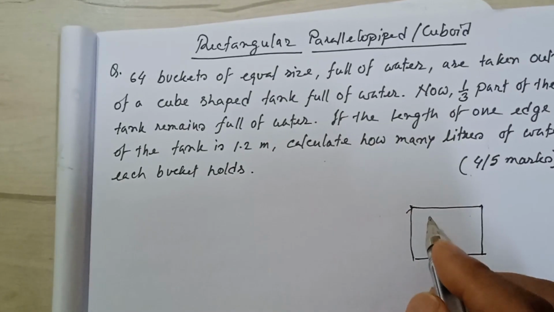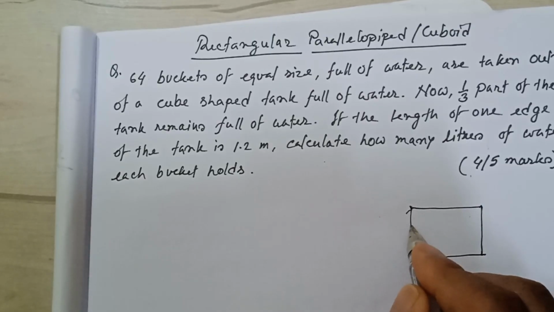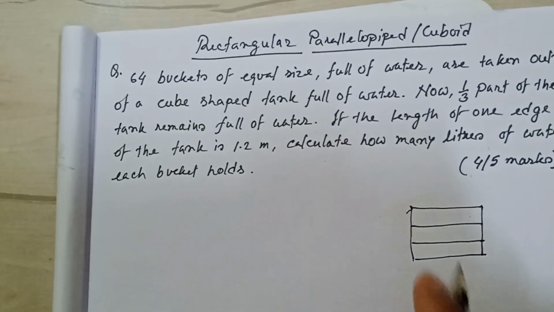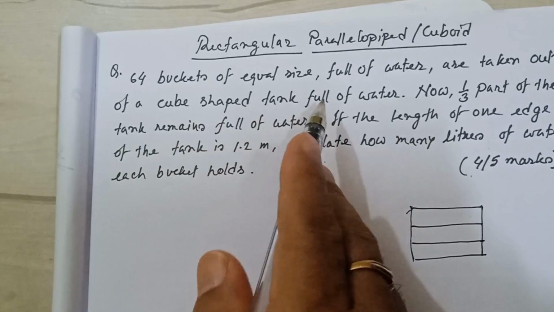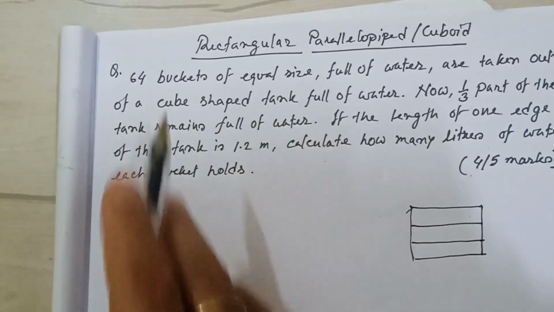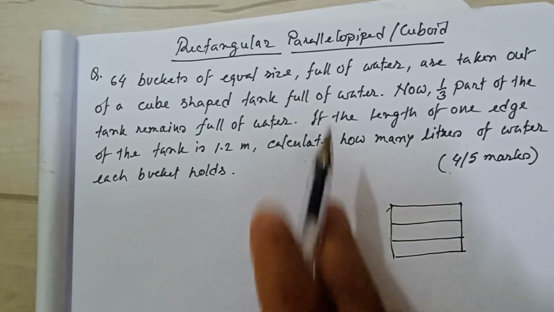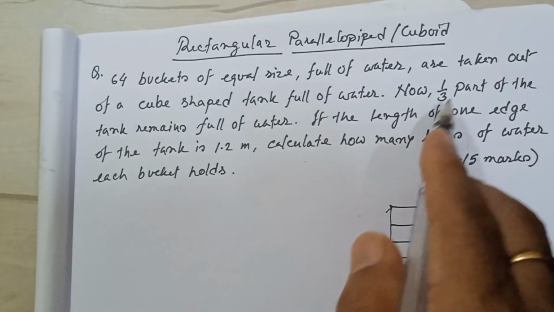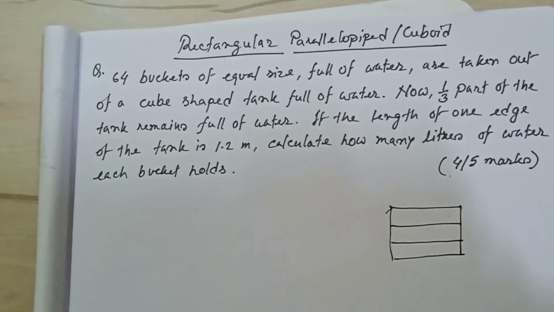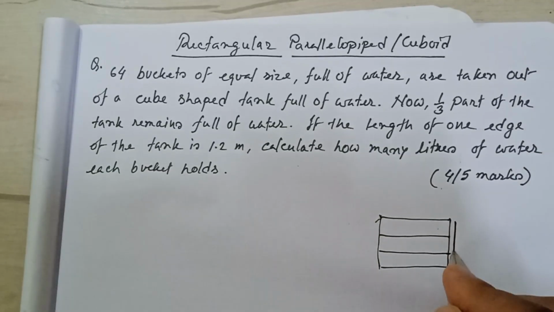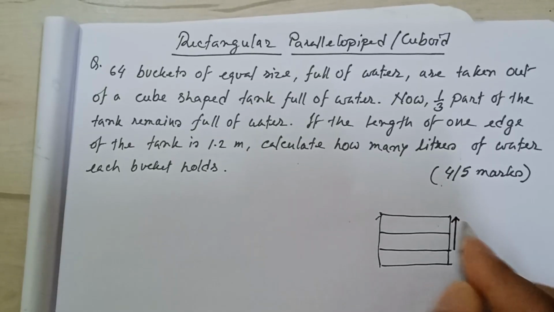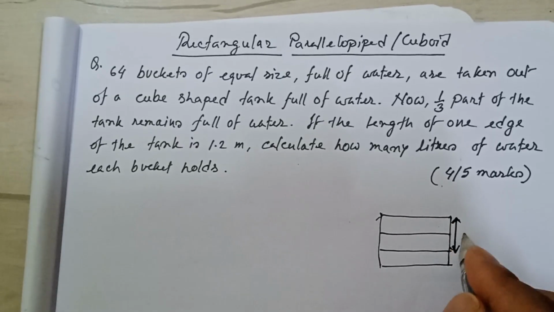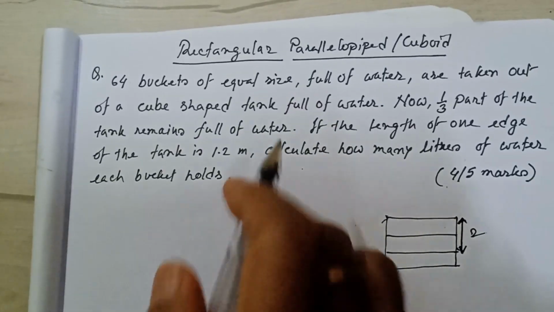Now the problem says that 64 buckets are used to pull out some water. Then one third part of the tank remains full of water. So there are three parts of water. Then two parts are taken out. That is what the problem says.